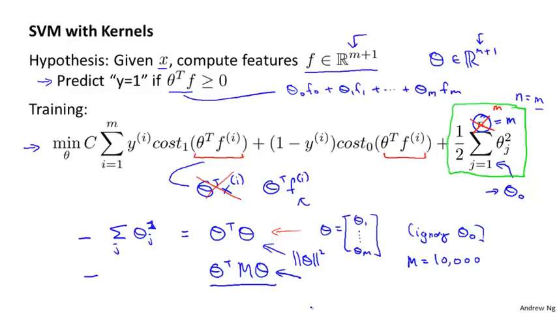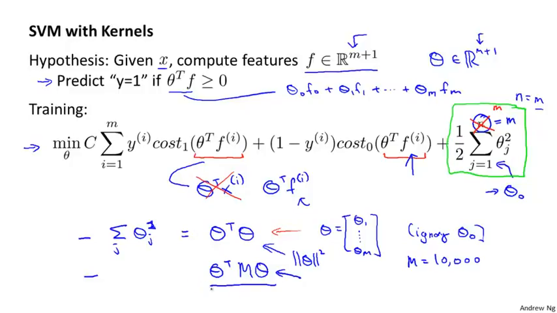And by the way, in case you're wondering why we don't apply the kernels idea to other algorithms as well, like logistic regression, it turns out that if you want, you can actually apply the kernels idea and define these sorts of features using landmarks and so on for logistic regression. But the computational tricks that apply for support vector machines don't generalize well to other algorithms like logistic regression. And so using kernels with logistic regression is going to be very slow.